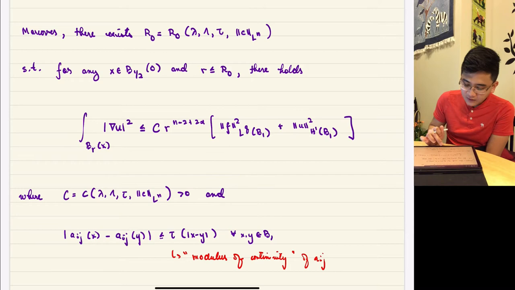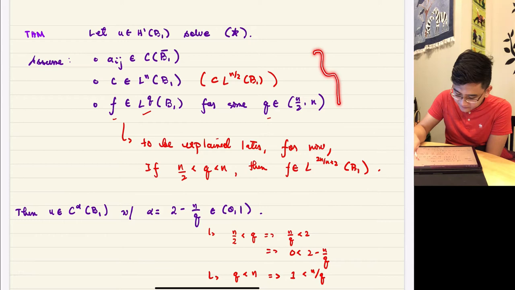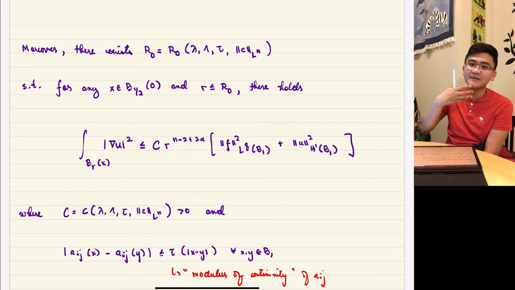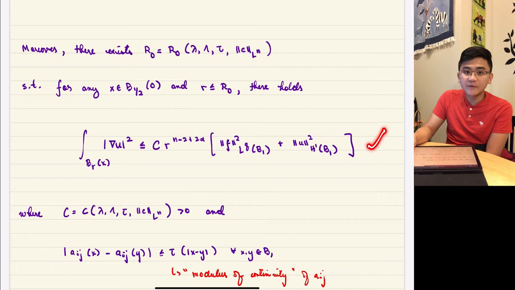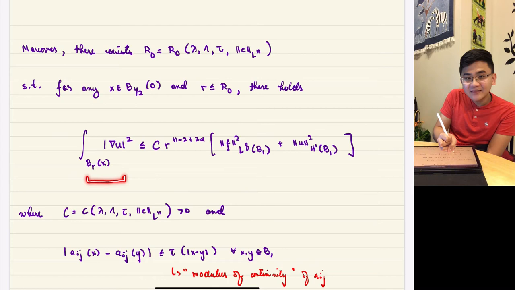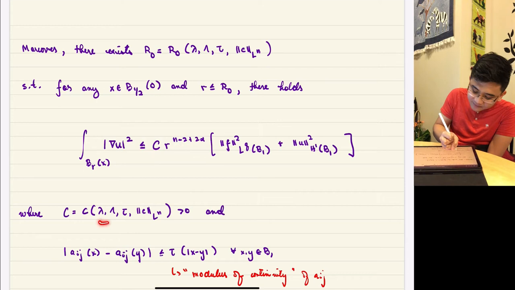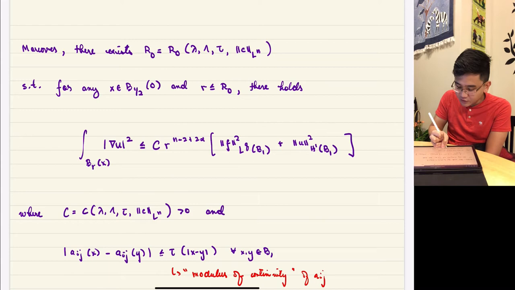So just a recap, you have assumptions, it gives you Hölder continuity, okay? And inside B1, you can say something a bit more, in the sense that you have something quantitative. And what that means is you have this gradient estimate on U, in particular the L2 norm of the gradient in this ball is controlled by a bunch of constants times R raised to this power, okay? Where this particular constant depends on ellipticity constant, on C, and the modulus of continuity. And modulus of continuity sort of describes how A is continuous.